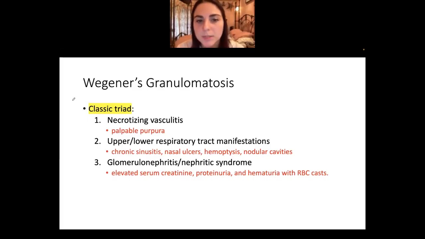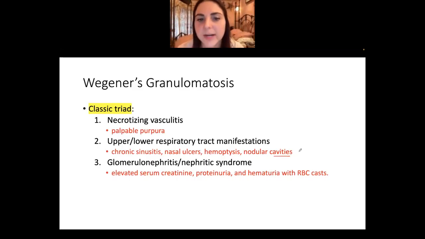You have upper and lower respiratory tract infections. Again, this is because we have chronic sinusitis, nasopharyngeal ulcers, hemoptysis, that type of stuff. So upper respiratory tract, that's more of your nasopharynx. Lower respiratory tract, that's going to be more of your lungs, which we've talked about. And again, you can see those infiltrates. They can be like cavities in the lungs. Just things to look for.